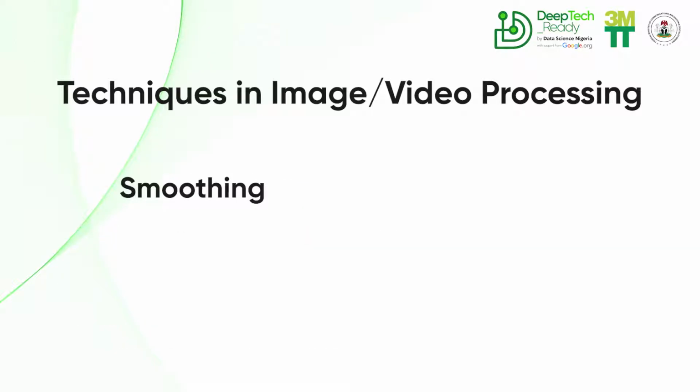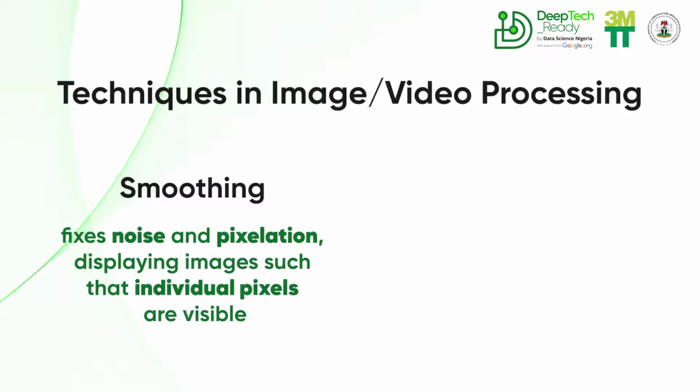We also have smoothing. So, how do you enhance an image, or how do you process an image that seems to be rough or is so pixelated? Smoothing is a technique that fixes noise within a particular image and fixes the problem of image pixelation. When we say pixelation, we are talking about displaying images such that individual pixels are visible, such that you can basically see almost all the pixels, right? So smoothing is one of the ways that you can fix noise and pixelation.